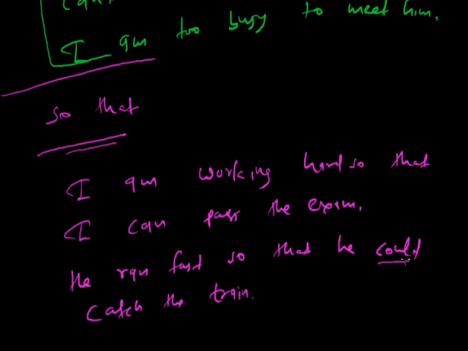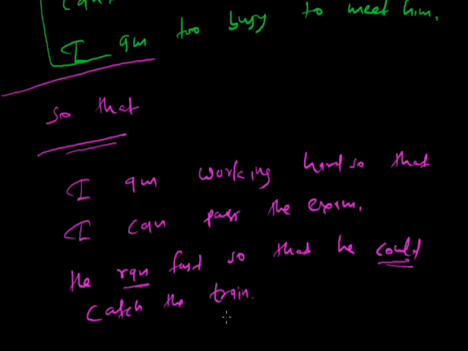Now you would say, why did you use could here, sir? Well, because here it is the second form, you see, he ran. He's not running right now. He ran in the past fast so that he could catch the train. You can't say he ran in the past so that he can catch the train in the present. No, no, no. He ran fast so that he could catch the train in the past.